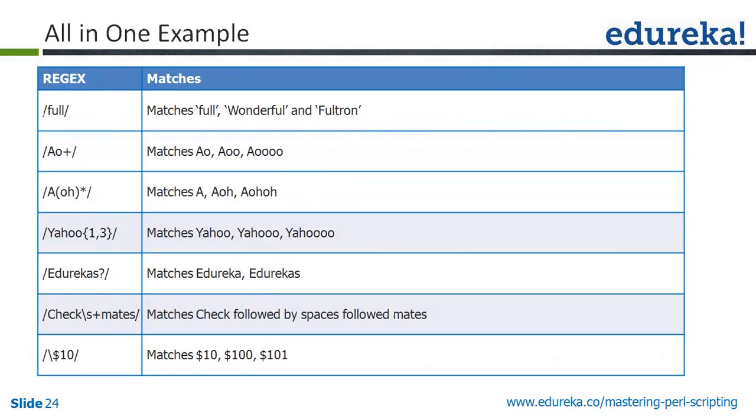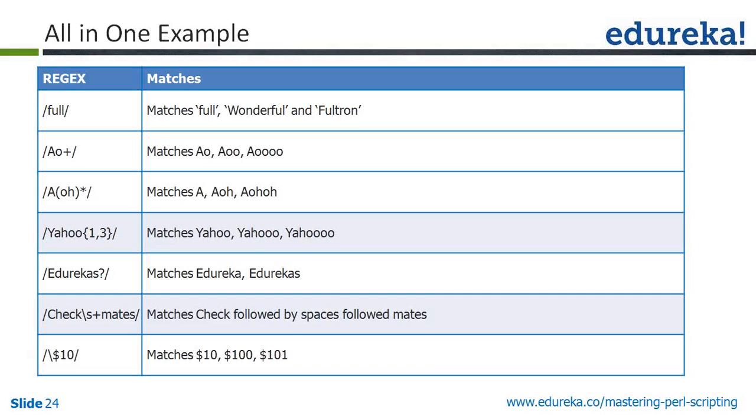Now these are very powerful over here in Perl. You can match anything you want with the help of characters. So these are the few examples we have. Full exact word. O plus says 1 or more occurrences of O. O star says 0 or more occurrences of O. Minimum 1 occurrence of O or maximum 3 occurrences of O.